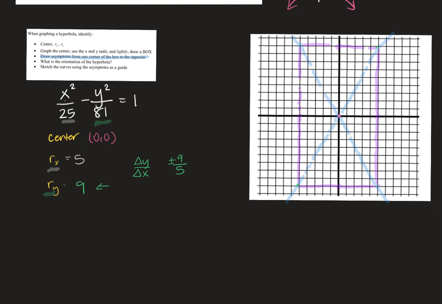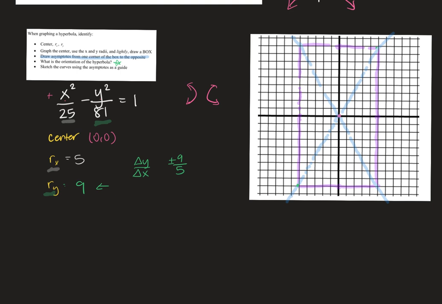But right now, step 1, get your center. 2, use the radii to create this box and sketch your asymptotes, corner to corner. Our next step is going to be, what is the orientation of this hyperbola? And we look to see who's positive and who's negative. X squared is the positive portion, so it's going to be oriented like this. We're going to go to the sides of the x instead of the top and the bottom.